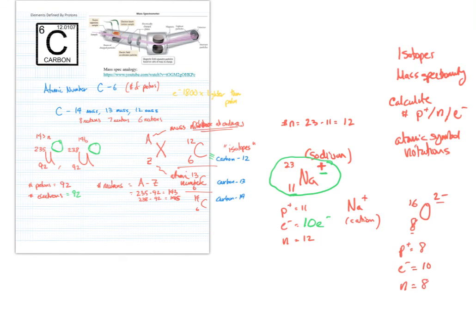All right, so this notation then will give me a complete description of an atom. I know the atomic number, I know the mass number, and I know the charge. With those 3 pieces of information, I can figure out for any element the number of protons, number of electrons, and number of neutrons.